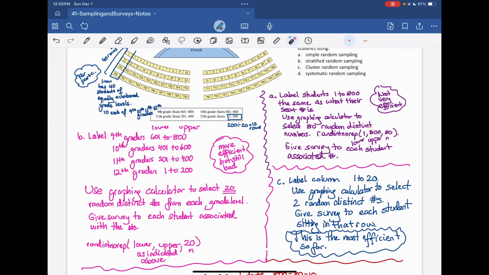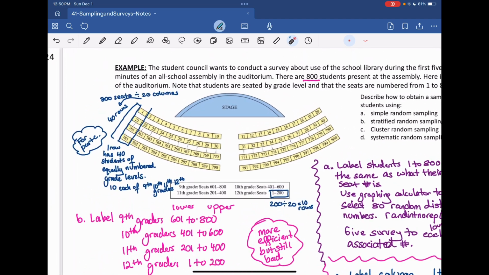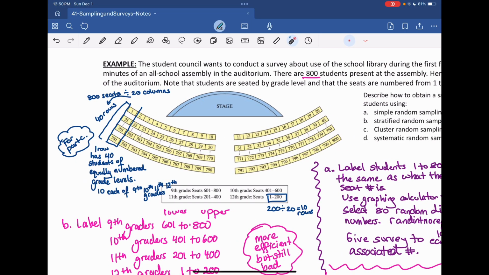Cluster random sampling. Okay, so this one was hard to think about. You have to figure out a cluster, things that are sitting together, close together, but you also want to represent all grade levels, because if you just pick one row, you'll get 20 students in one row. If you pick by row, I'm going to get 20 students, but I'm going to get only seniors if I pick this first row. If I pick only the last row, I'm going to get only ninth graders.